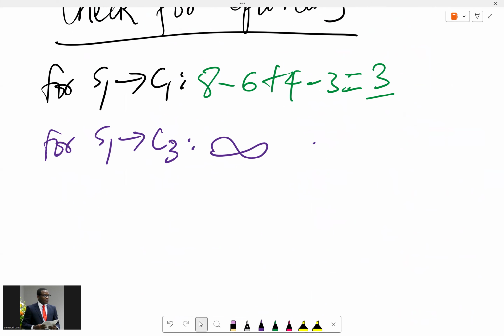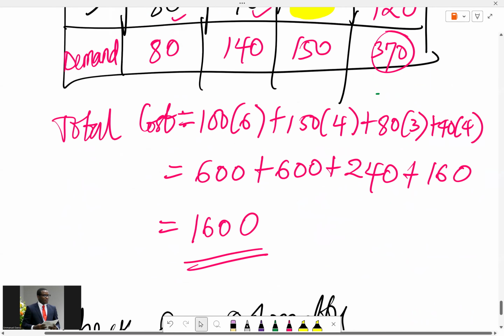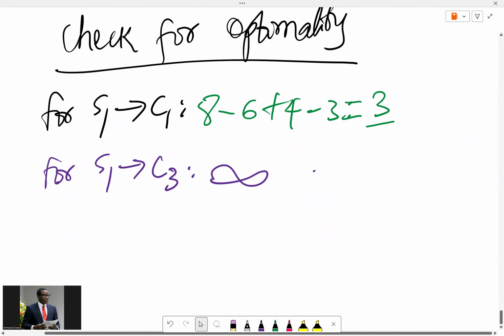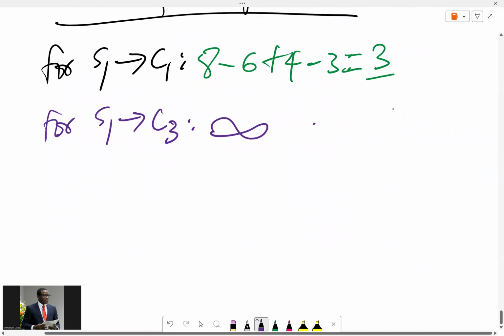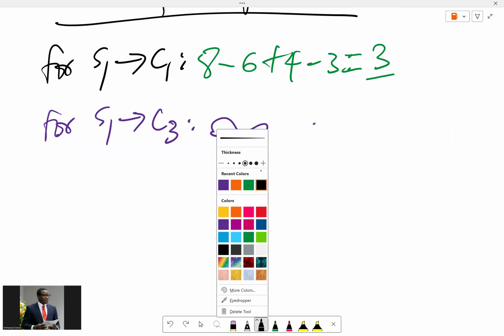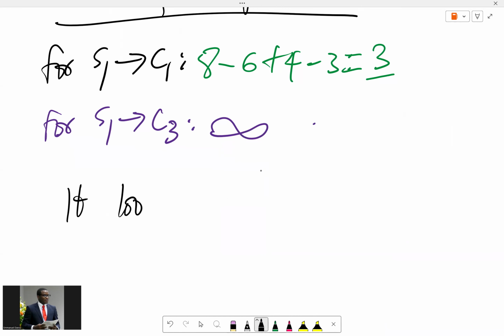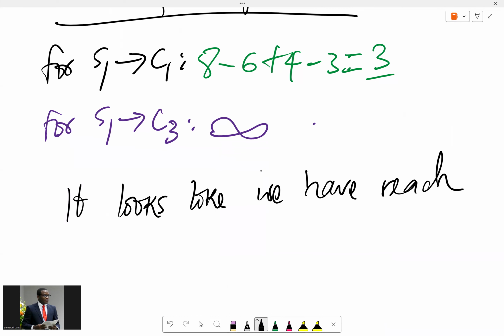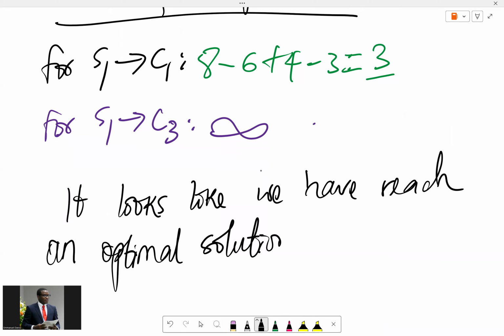Of course, this solution already aligns with what we got from using Python. So it looks like we have reached an optimal solution. And what is the optimal solution now?